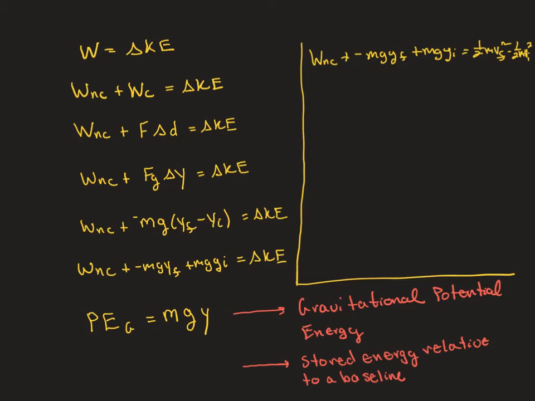Alright, so in this video we're going to learn about gravitational potential energy, and we are going to start looking more into how to use the conservation of energy to solve problems. So we're going to start with our work energy theorem, and now we know that there's two different types of work because there are two different types of forces.